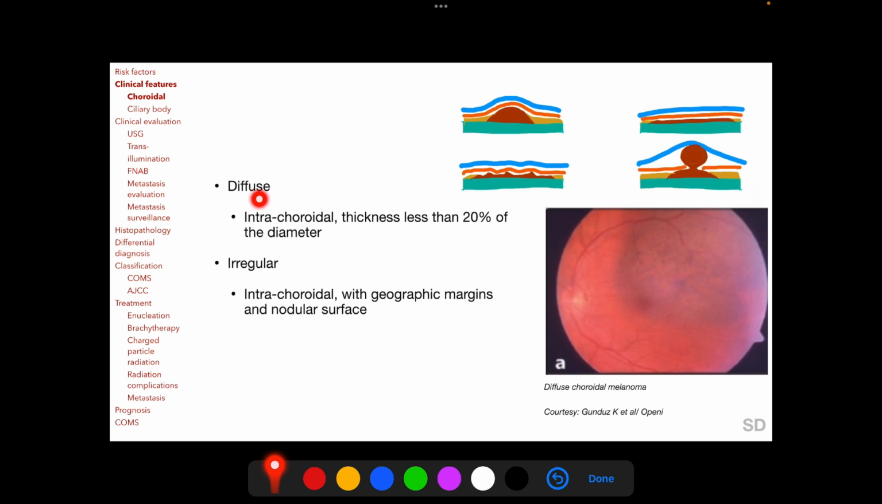The diffuse growth pattern, as shown here, also represents intrachoroidal growth without invading the Bruch's membrane, but the thickness of the tumor here is less than 20% of its basal diameter. In the irregular growth pattern, which is also an intrachoroidal growth pattern without invading the Bruch's membrane, the tumor has geographic margins with nodular surface.